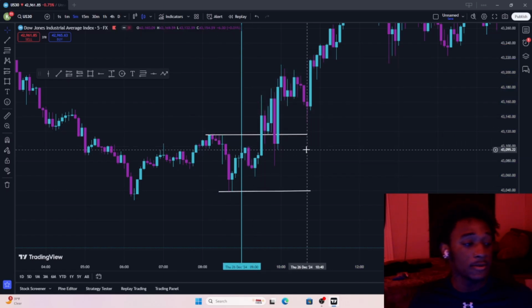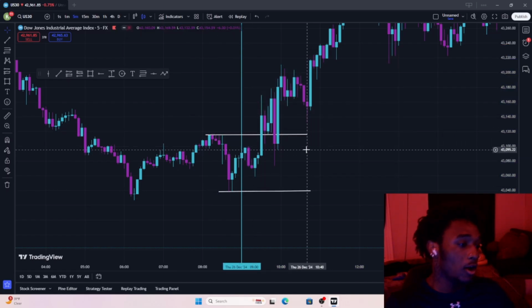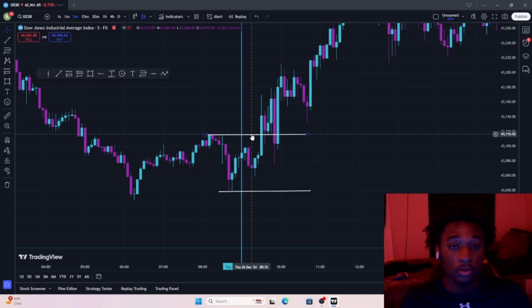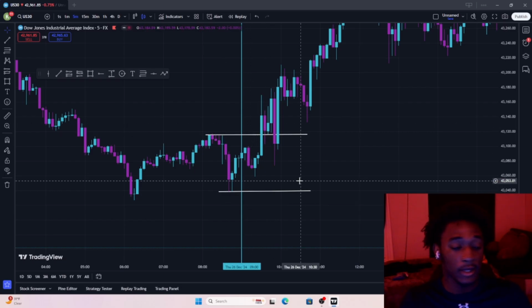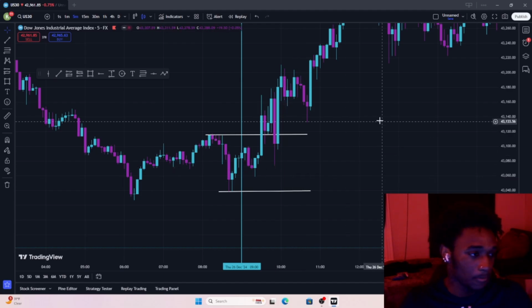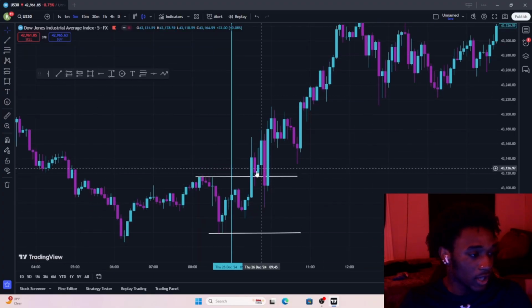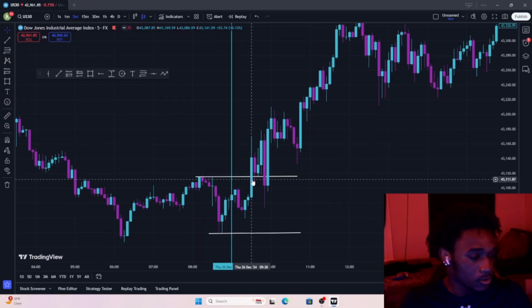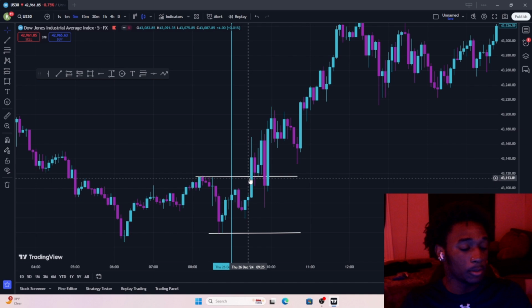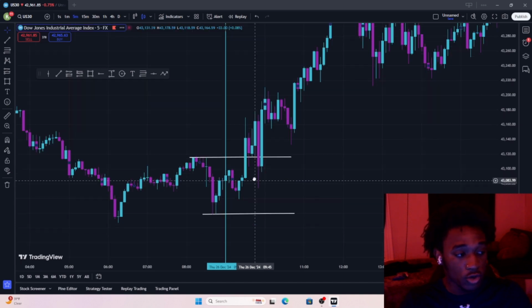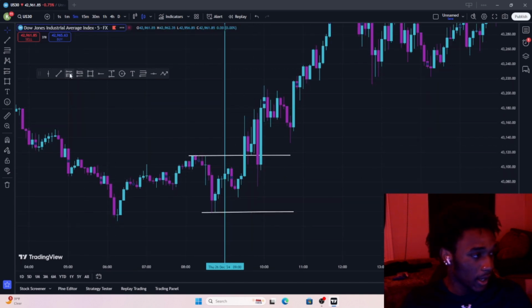Now, all I want to see is a breakout of either our resistance zone or our support zone, right? Whichever one price breaks out of, I'm going to take the trade in that direction, right? That's basically the strategy. That's pretty much it, right? So as you guys can see, this is the 9:30 candle, right? Price broke out with a bunch of volume, right? As soon as we get that breakout, enter, right?